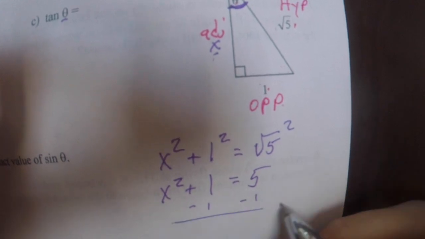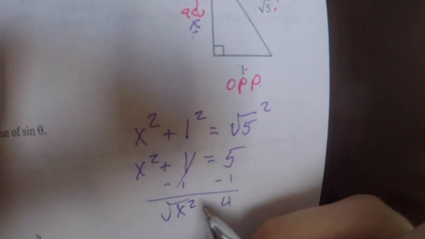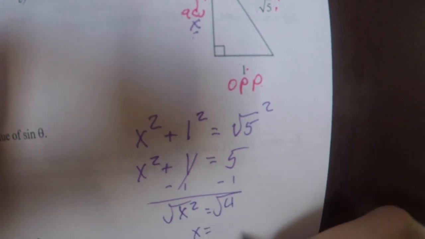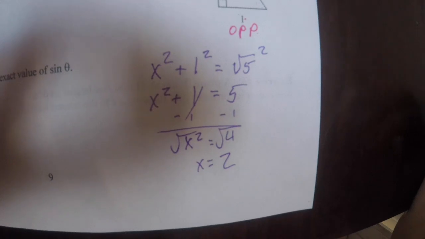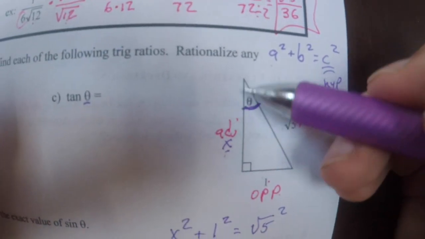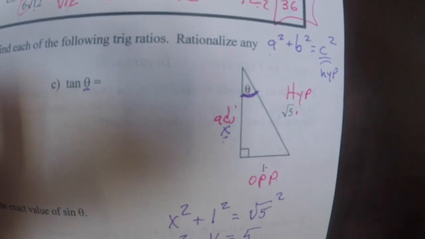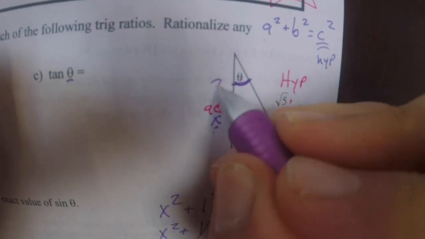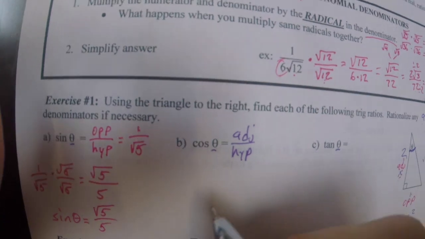Subtract 1 from each side, and I get x squared equals 4. And then I'll take the square root of both sides and I get x equals 2. It's really plus or minus 2, but I know for a fact that this cannot be negative 2 units long because it's a measurement. So this side is 2. All right, cool. So now I can fill in.